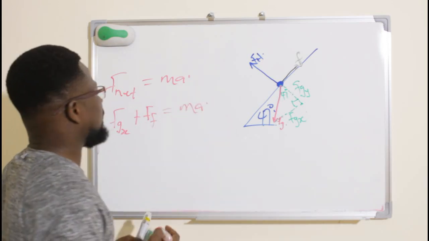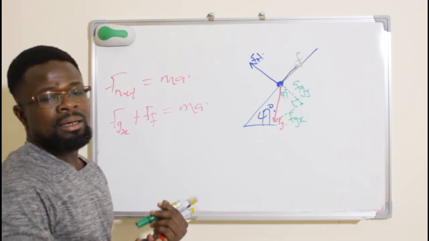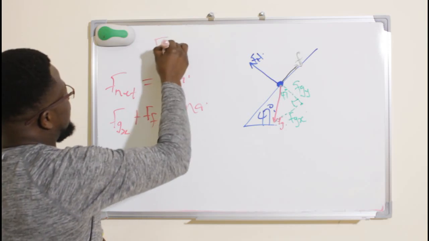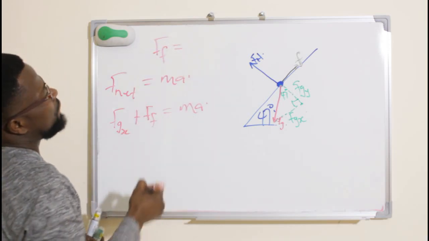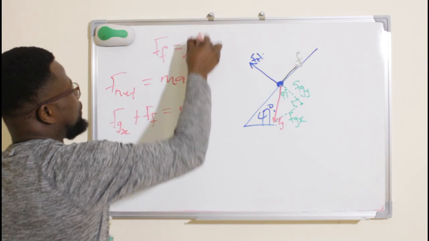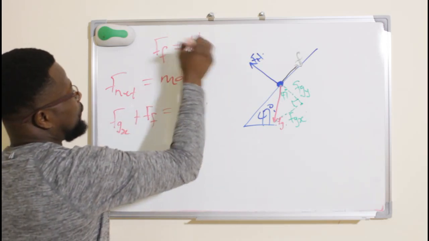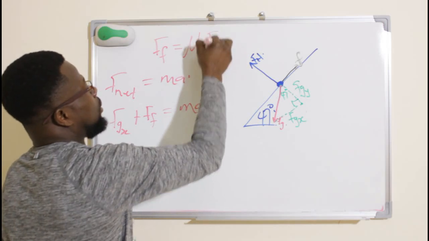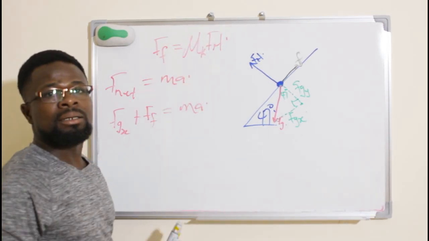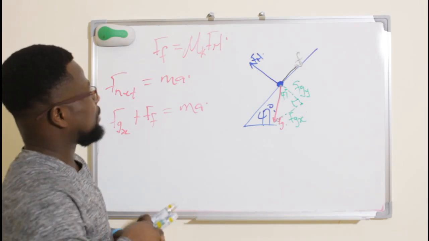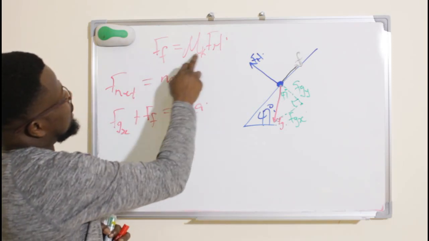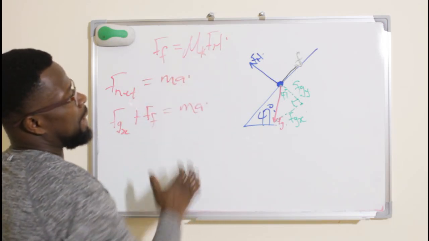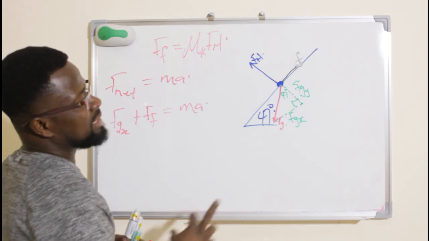Once I have this, we can then go back. Remember, the frictional force is simply mu, the coefficient of kinetic friction, multiplied by the normal. Now, check something. Friction is the coefficient of kinetic friction multiplied by the normal. But what is the normal?